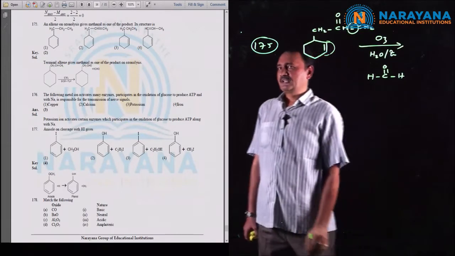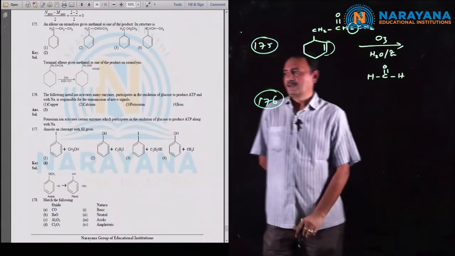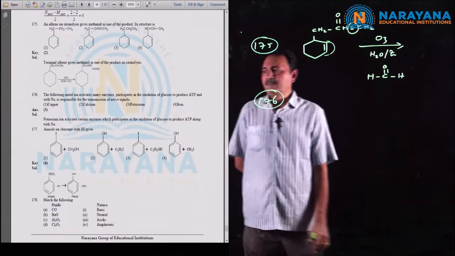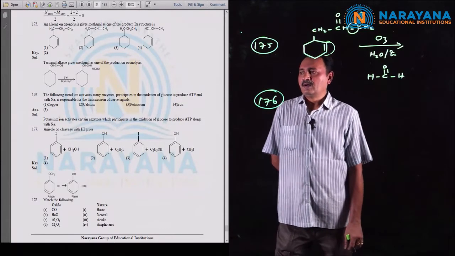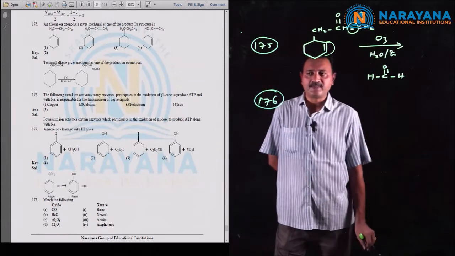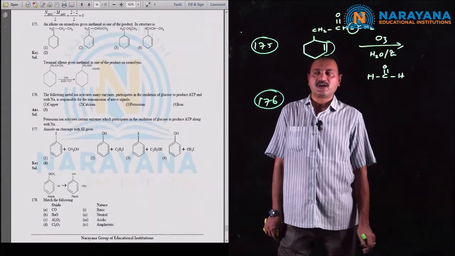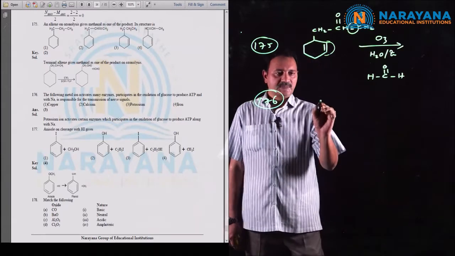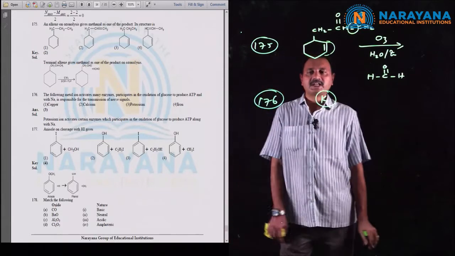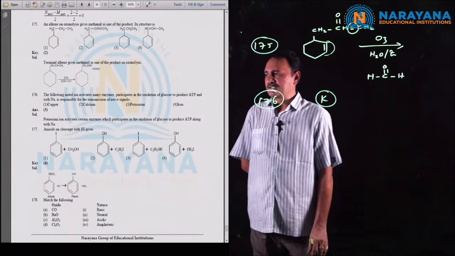Now question number 176. The following metal ion activates many enzymes that participate in the oxidation of glucose to produce ATP, and with sodium is responsible for transmission of nerve signals. Now that is nothing but potassium that plays that role. So the option is potassium, the third option.